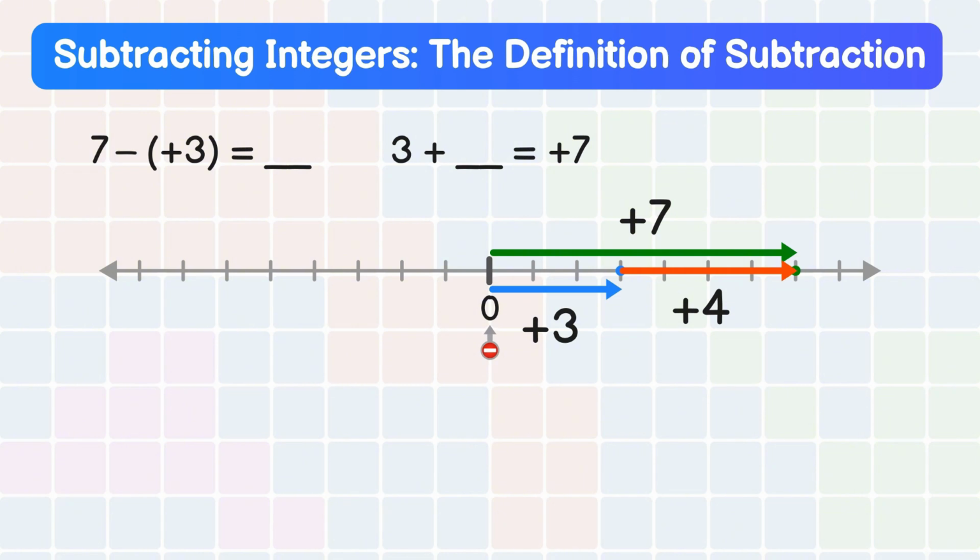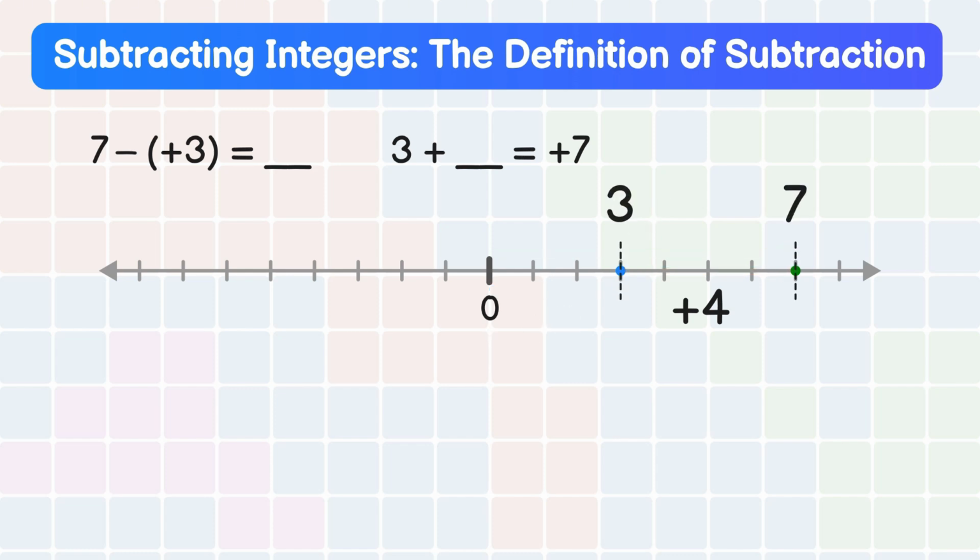The reason we start at 0 for each number is very intuitive and easy to understand. The difference when we subtract 3 from 7 is the difference between these two numbers on the number line, 3 and 7.